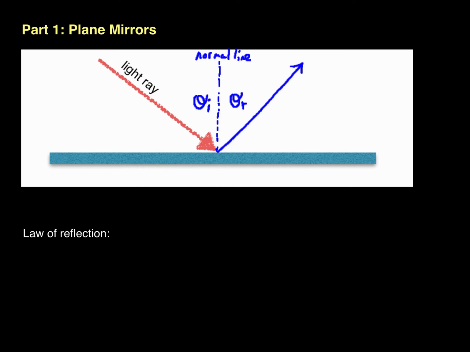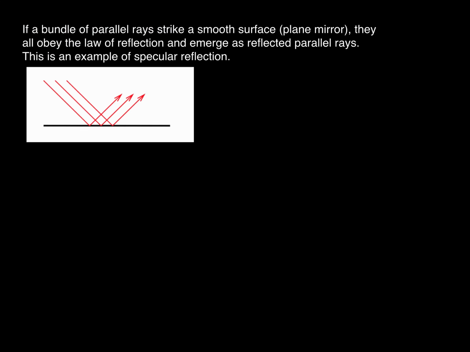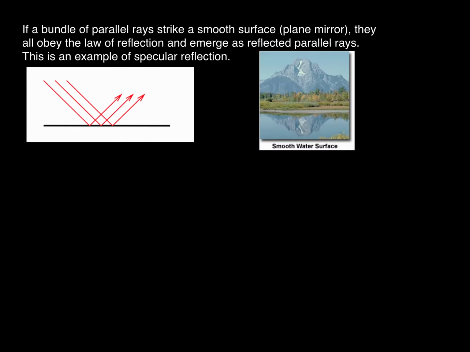The law of reflection for plane mirrors says the angle of incidence is equal to the angle of reflection. Theta I must equal theta R. If a bundle of parallel rays strike a smooth surface, or a plane mirror, they all obey the law of reflection and emerge as reflected parallel rays. This is an example of specular reflection. Smooth water surface on a sunny day is an example of this kind of specular reflection.